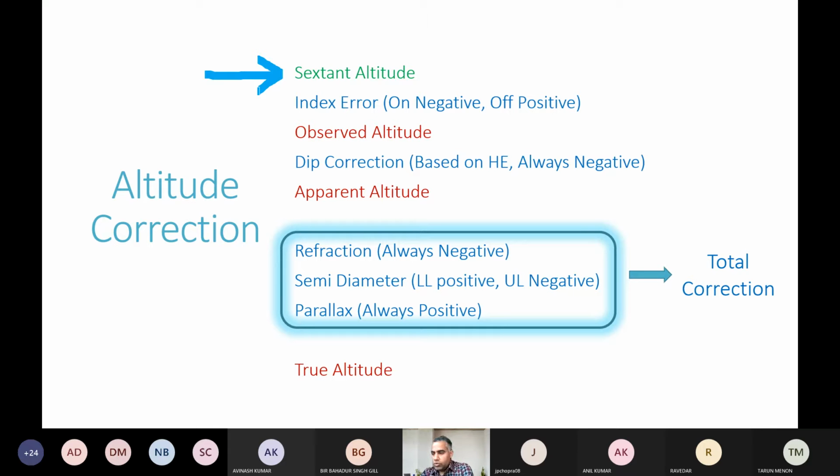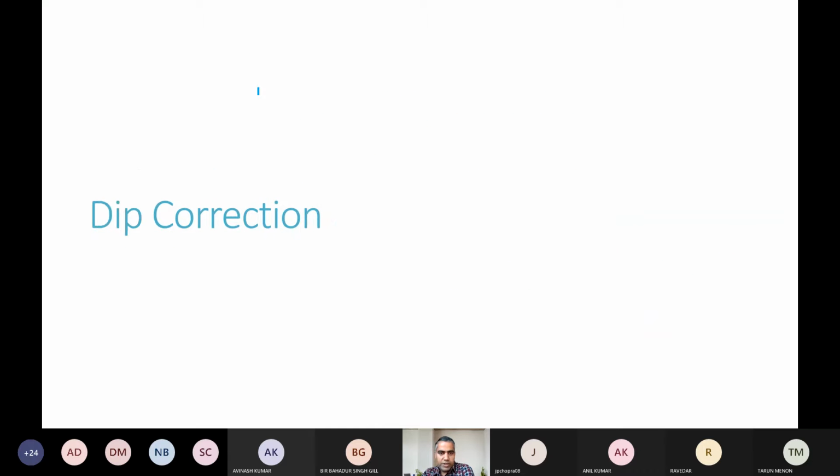Okay, so up to here, any doubts, beta? Very good. Let's proceed further.